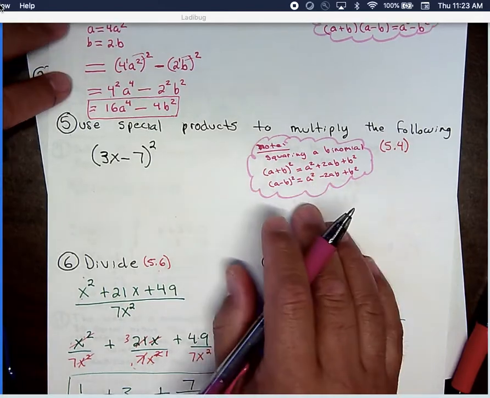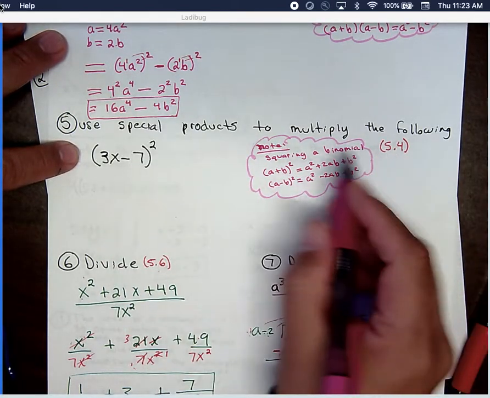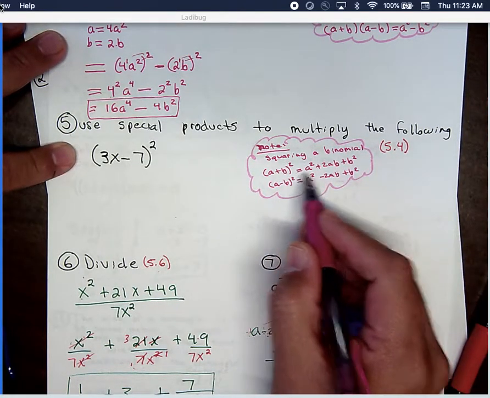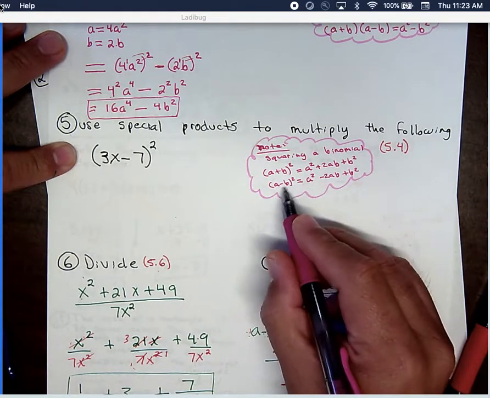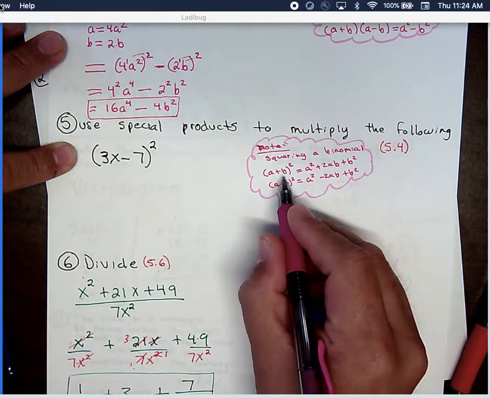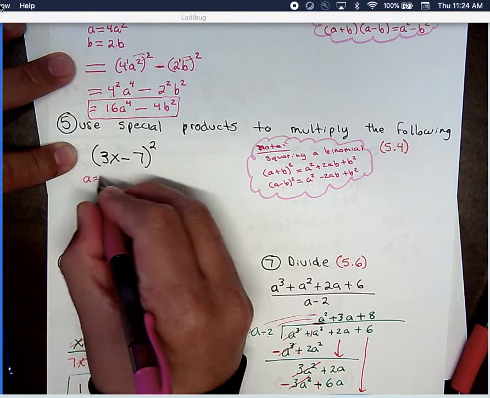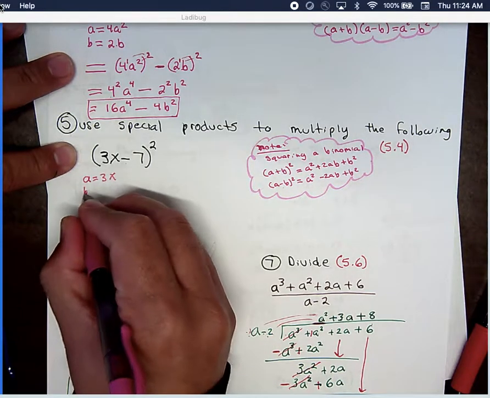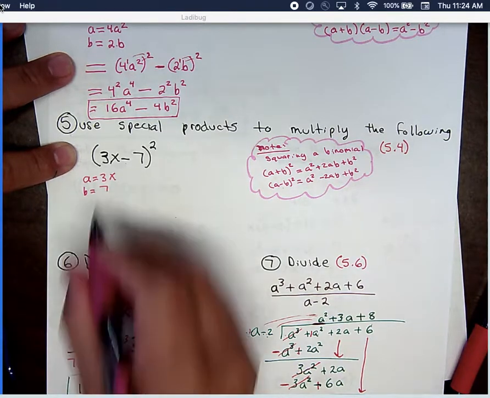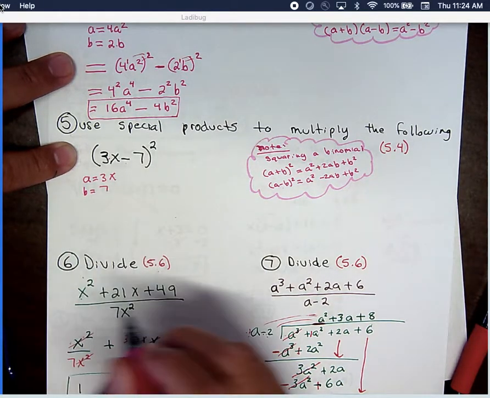Now this one, again, using special products. This is the square of a binomial. This has a minus, so we're going to use this one here because that one has a plus sign. So then again, the A would be 3x and the B would be 7. 3x for A and B is 7.